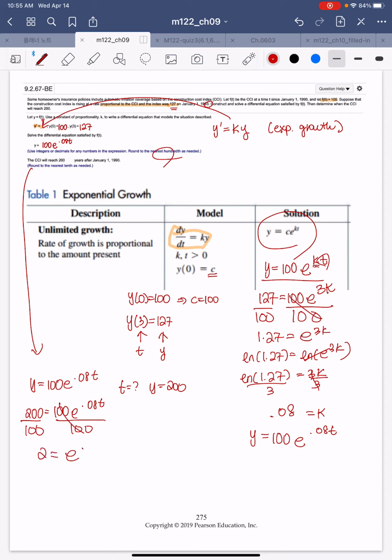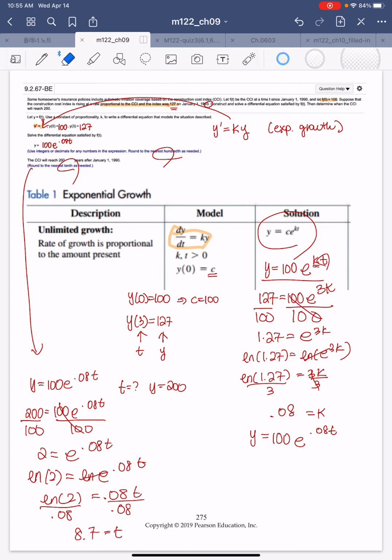Two is equal to e^(0.08t). Apply ln to both sides. So I have ln 2 is equal to 0.08t, divided by 0.08. So t is equal to ln 2 divided by 0.08. I'm getting, rounded to the nearest tenth, 8.7 years. So that's what I'm going to put over here, 8.7 years.